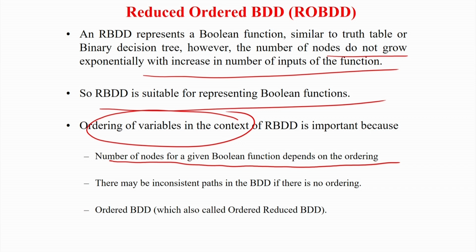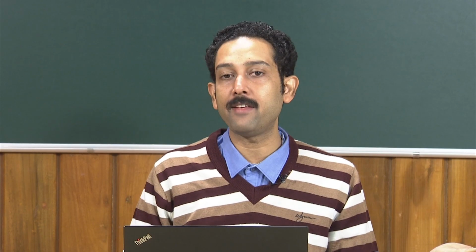How to then find a good variable ordering? There are a lot of heuristics and methods available with which we can guess which is a very good variable ordering. But if you ask me to find the best Boolean variable ordering, then that is also a very difficult problem.